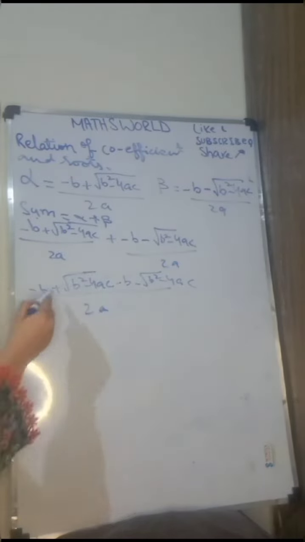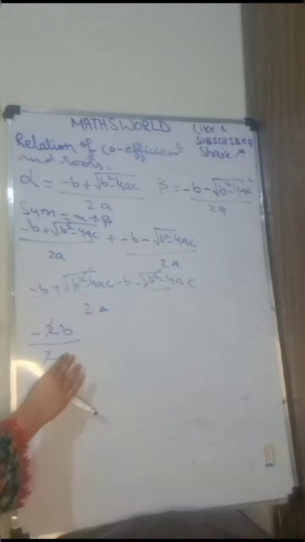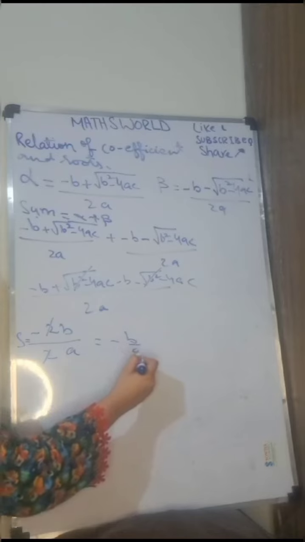Then what do we cancel? Plus minus cancel. So minus 2b over 2a. So 2 and 2 cancel. So sum is equal to minus b over a. This is the method to find the sum of the roots alpha plus beta. Do practice it so that you can understand the questions.